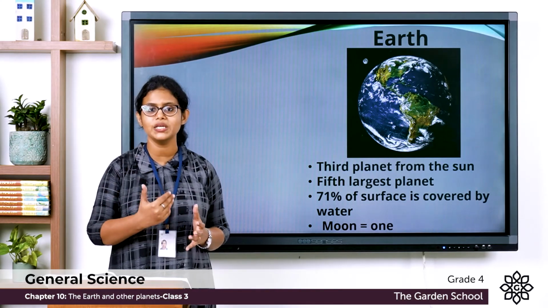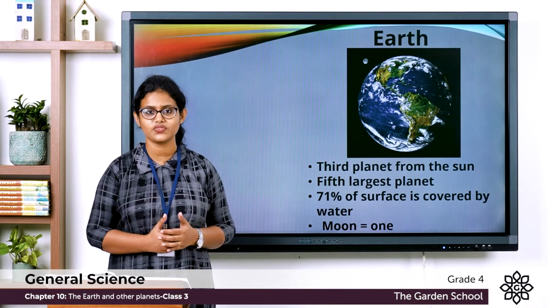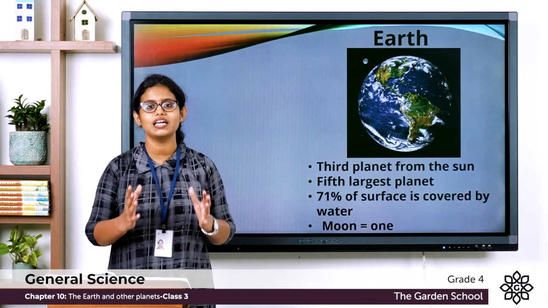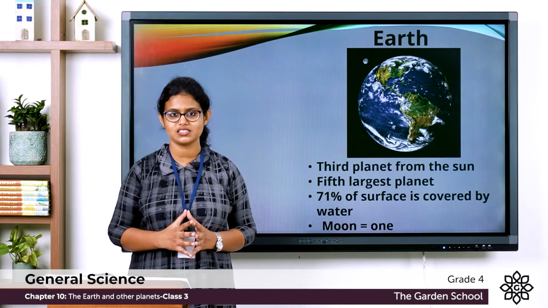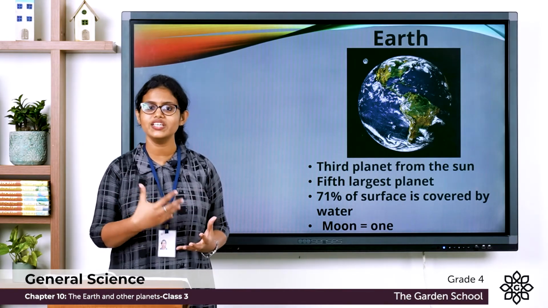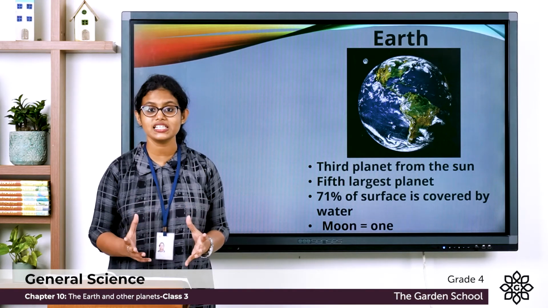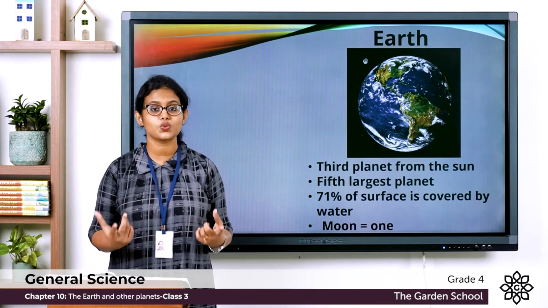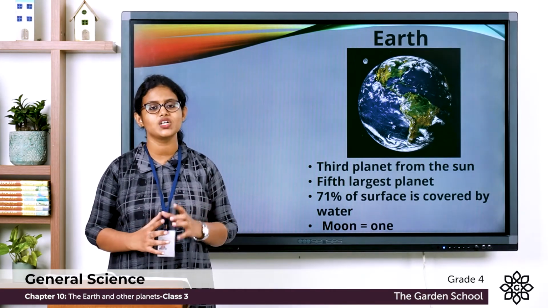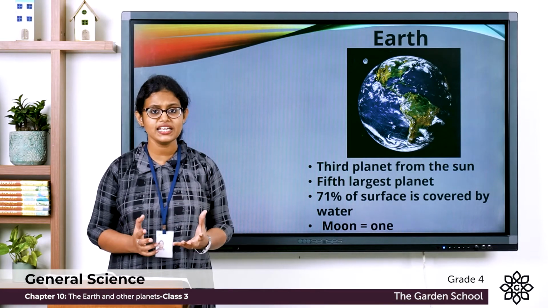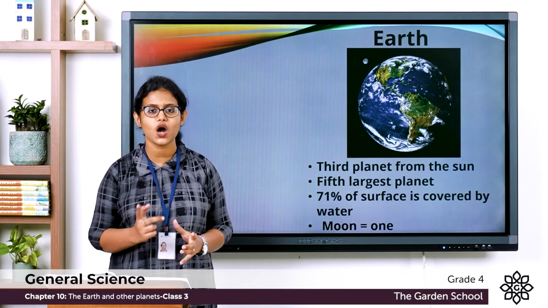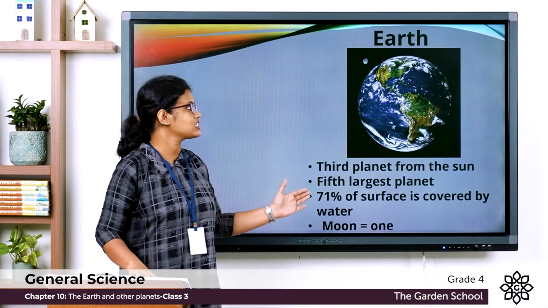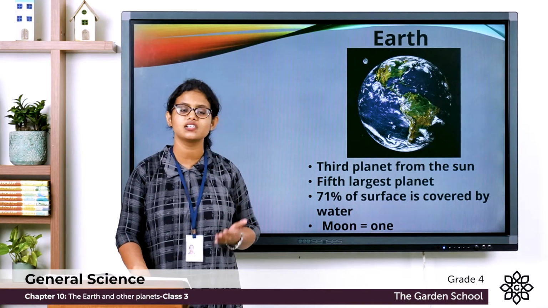And what about the remaining part? The remaining 1/4 is covered with land. So Earth is called the water planet, and it is the planet where we live. It takes 1 day or 24 hours to complete one rotation, and it takes 1 year to complete one revolution around the sun. So that is about the 3rd planet, Earth.